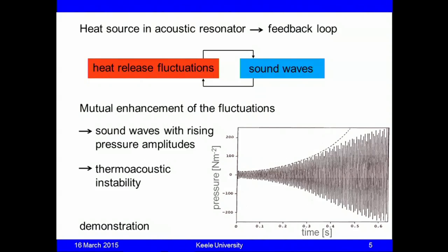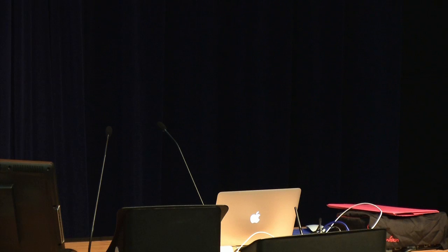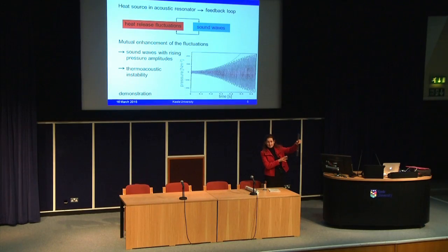Right, I've got a little demonstration which shows this in action, and I want to show you this now. So what we have here is a tube, just a glass tube, which you can think of as an organ pipe. Inside is a wire grid, and I'm going to heat this wire grid, and when I stop heating, you will hear the thermoacoustic instability. Right, so let's do this.